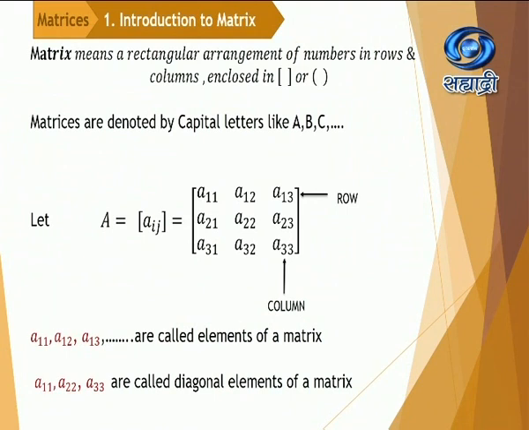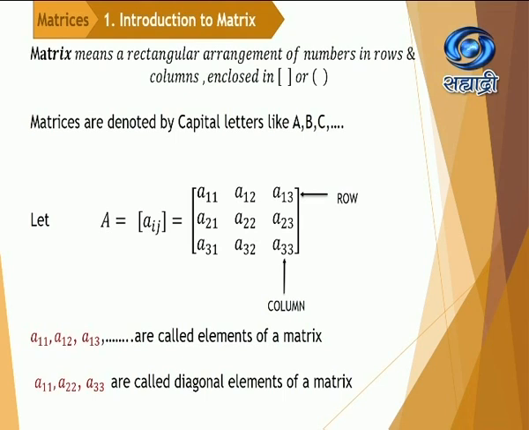Matrix means a rectangular arrangement of numbers in rows and columns enclosed in rectangular or circular brackets. Matrices are denoted by capital letters like A, B, C and so on. Here is the general matrix A enclosed in rectangular brackets, with elements Aij, where i is the row number and j is the column number. If you observe here, the matrix has A11, A12, A13, A21, A22, A23, and the third row A31, A32, A33.